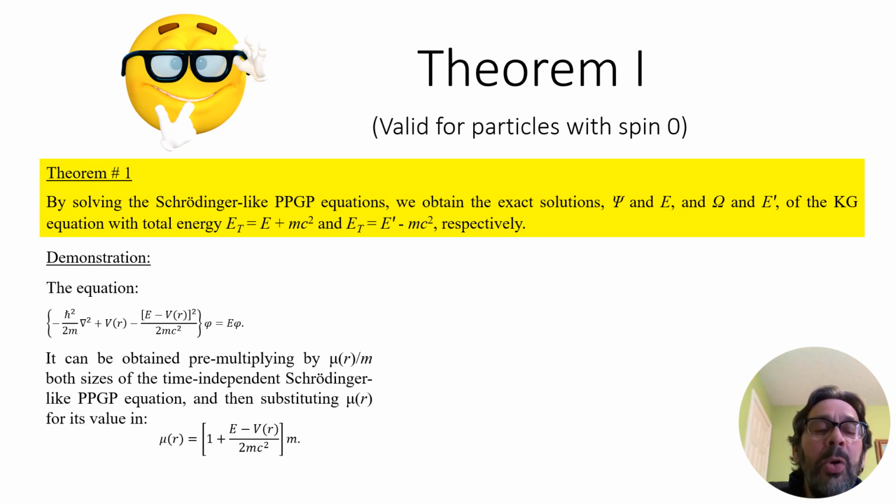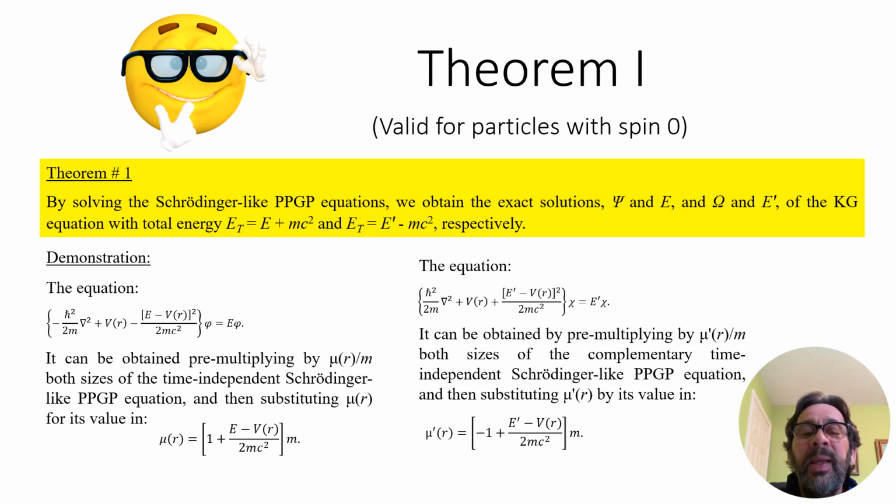The equation below can be obtained from the Klein-Gordon equation for the case that the total energy of the particle is E plus mc². It can also be obtained by pre-multiplying by mu over m both sides of the time-dependent Schrodinger-like PPGP equation, and then substituting mu by its value shown here. This is half of the demonstration.